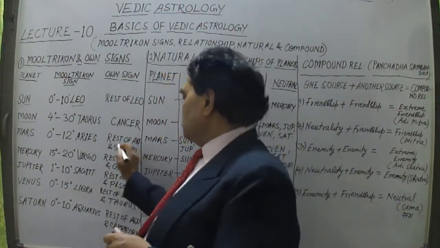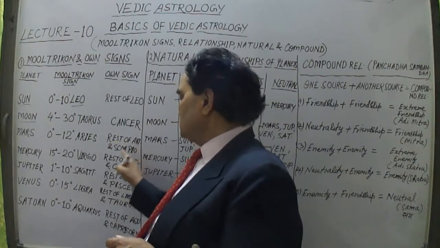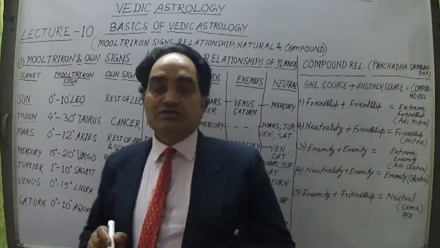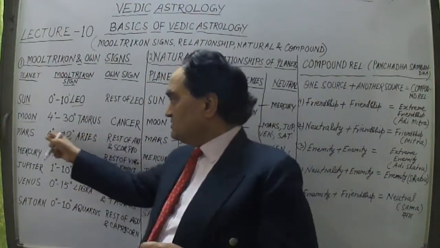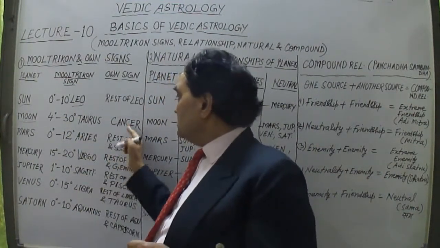This is the rest of the Aries sign, and the Scorpio sign. These two signs are ruled by Mars, so they are his own signs.